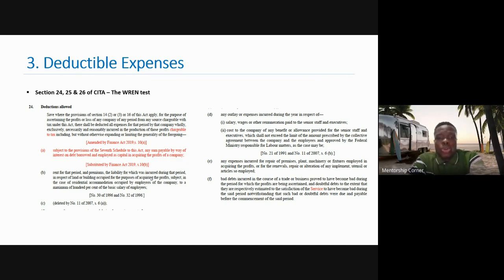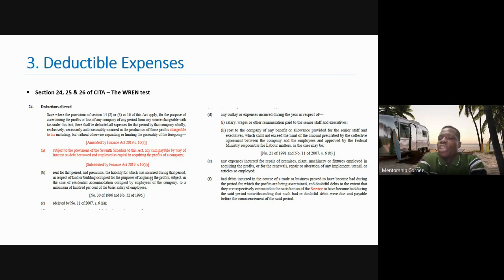Yeah, thank you. So, deductions allowed. We've talked about interest expense, we've talked about rent, so now we are going to section 24D, which talks about any outlay or expenses incurred during the year in respect of salaries and wages. So the salaries that you pay, the wages that you pay to your employees, they are all allowable expenses. So in simple terms, section 24 is allowable expenses. That is also the same thing as deductions allowed.